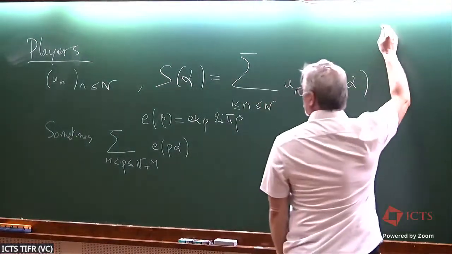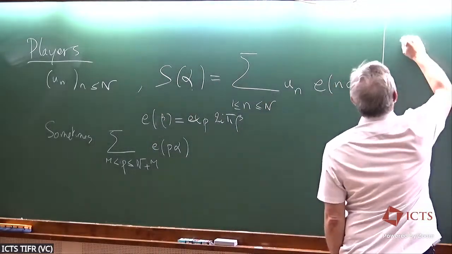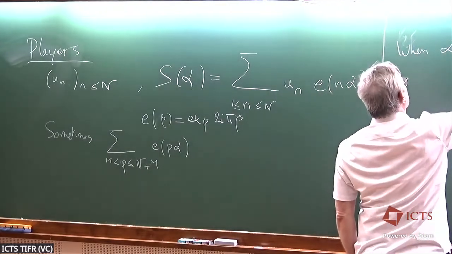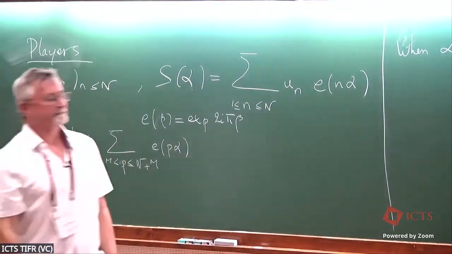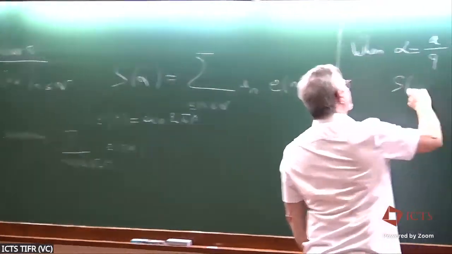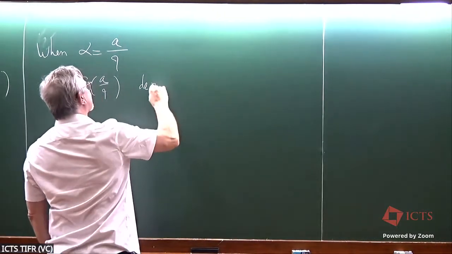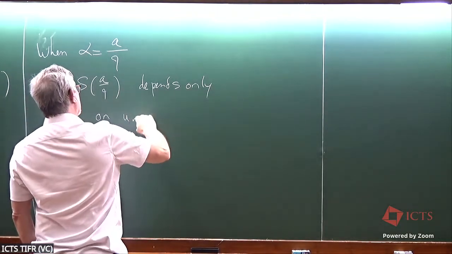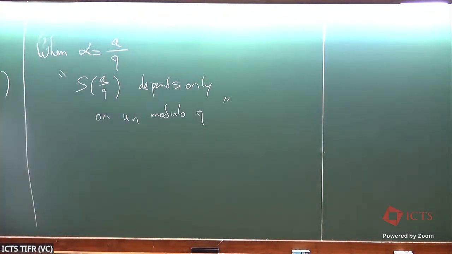Something I want you to notice is that when α equals a by q, where a is an integer and q is an integer, S(a/q) depends only on u_n modulo q. What does it mean, depends on u_n modulo q?